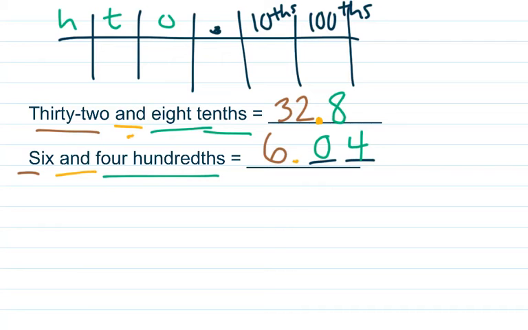Now I want you to pause your video and I want you to make these into fractions. How do I make 32 and 8 tenths into a fraction and 6 and 4 hundredths into a fraction? Pause your video and press play when you're ready to check.